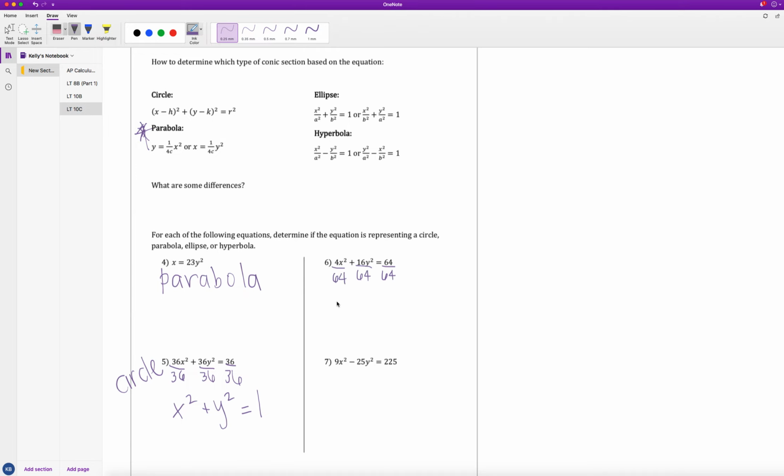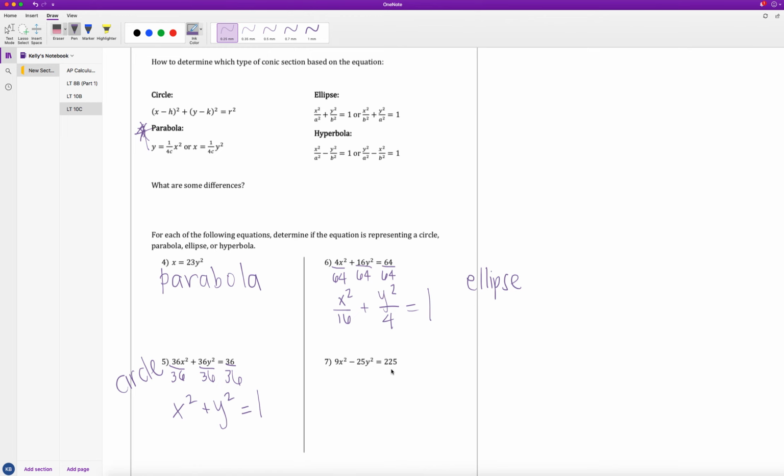And when I do that, I get x squared over 16 plus y squared over 4 equal to 1. Well, this is the standard form for an ellipse, since I have an x squared over one number plus a y squared over a different number, and because those two are not equal, it can't be a circle. So since there's a plus sign and they're not equal, it must be an ellipse.